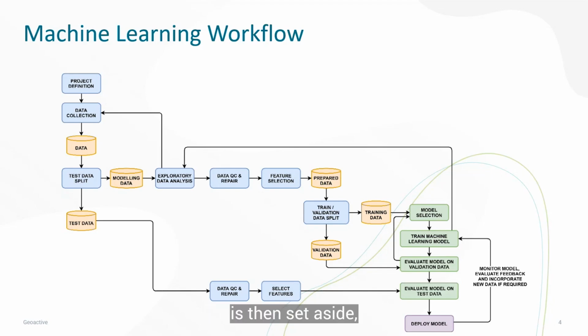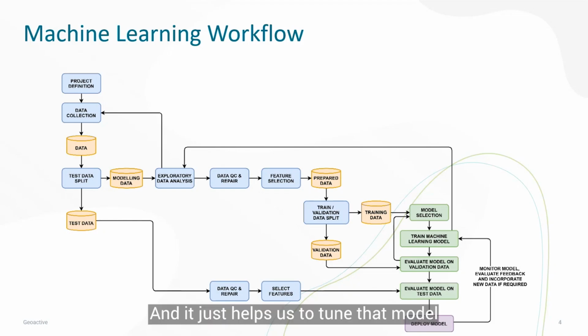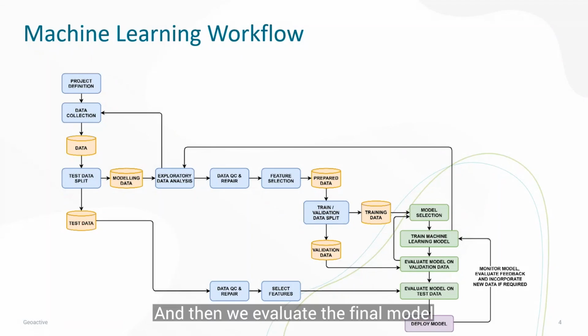The validation data set is then set aside, and that is used to evaluate the model on how well it performs, but it also allows us to tune any parameters within the model, tune our data. So we may end up going back and maybe adding in an extra curve, or we find that we need to bring in more logging measurements from our main data set. And it just helps us to tune that model so that we can get the best model possible. And then we evaluate the final model on that test data that we set aside very early on.